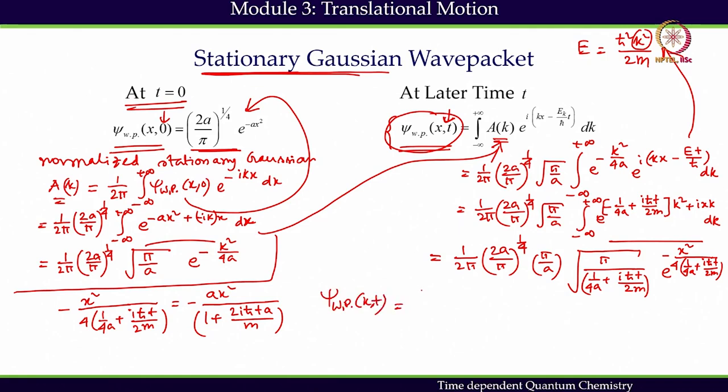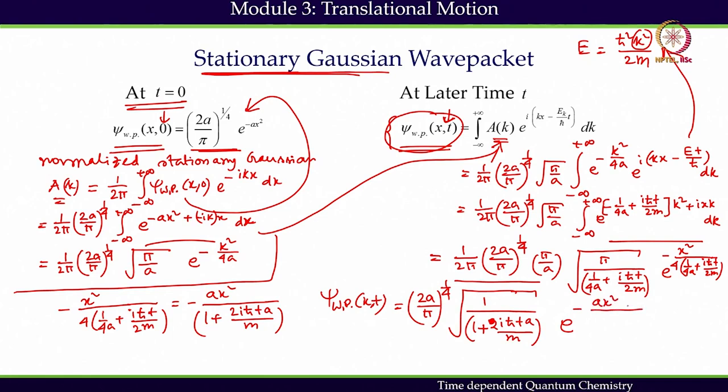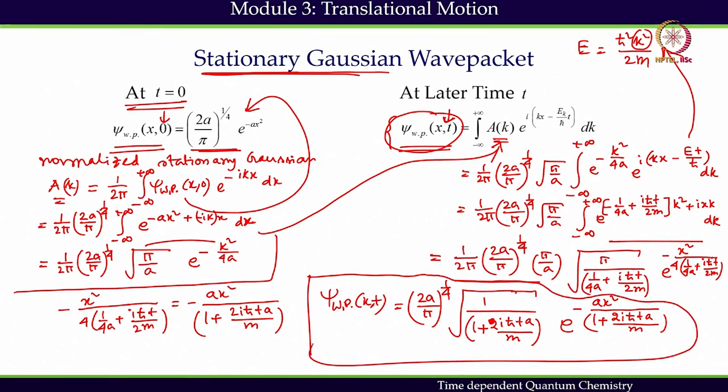I get the analytical form for that, and that's going to be, I just simplify the entire expression as (2a by pi) to the power 1 by 4, square root of 1 by 1 plus 2i h cut t a by m, e to the power minus a x square divided by 1 plus 2i h cut t a by m. That's the final expression for the stationary Wavepacket at any time t.